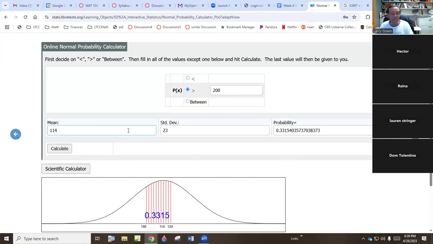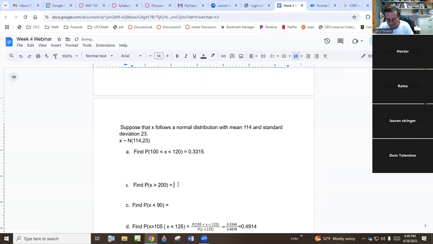And we have the same mean, same standard deviation that hasn't changed. We need to leave the probability blank. So I'm going to erase that number. And I'm going to hit calculate. Okay. And that is a very, very small probability. You'll see it's way, way out here. So almost nothing. The probability is 0.00000923. Any questions on what I just did?